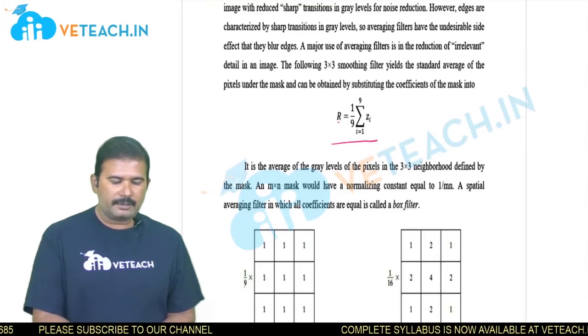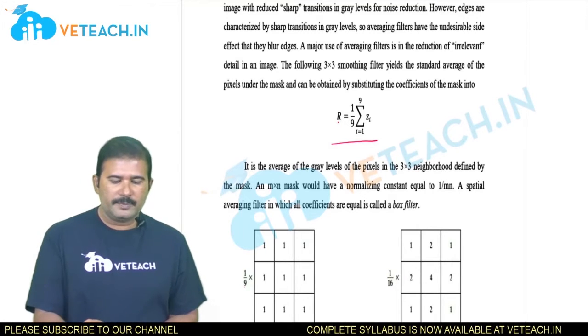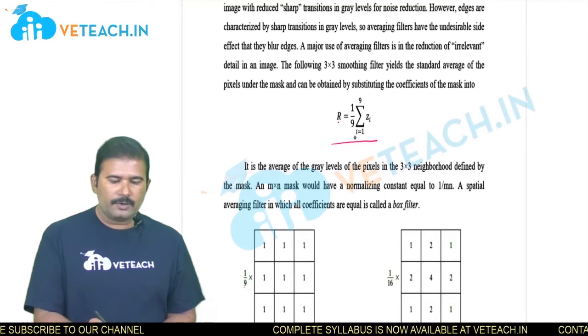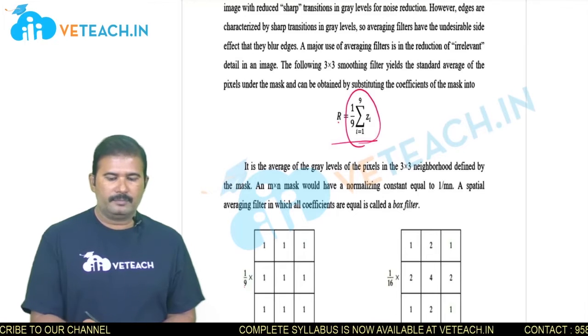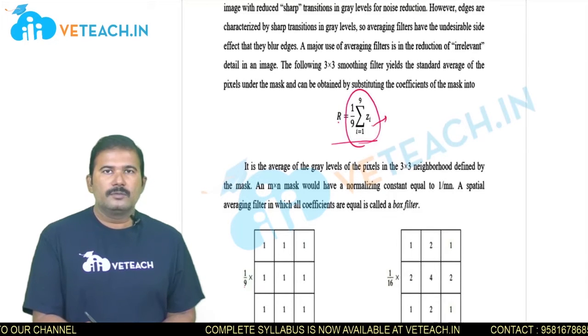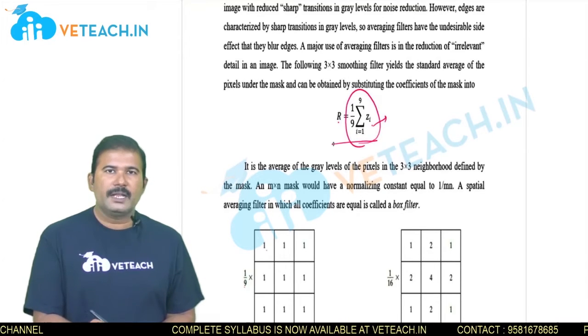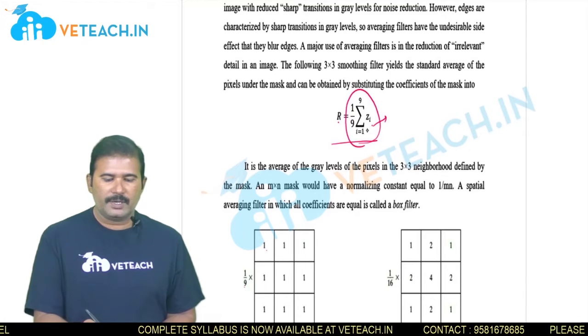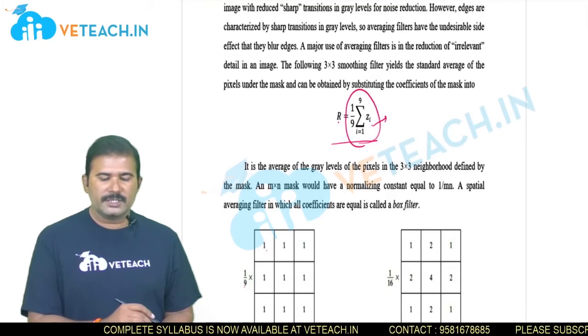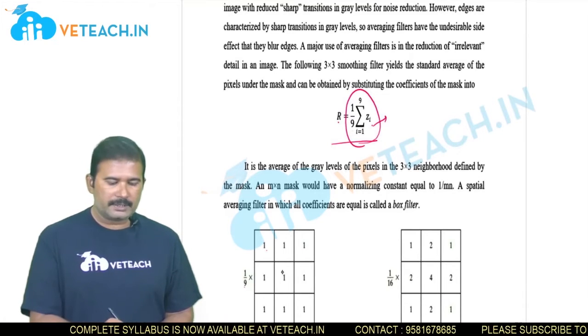That means this filter is rolled over the original image, and at every pixel we calculate this kind of manipulation. That means 1 by 9 times the sum of the products of the filter coefficient values and the corresponding image pixel values, divided by 9. So this gives the average value at the particular center pixel.